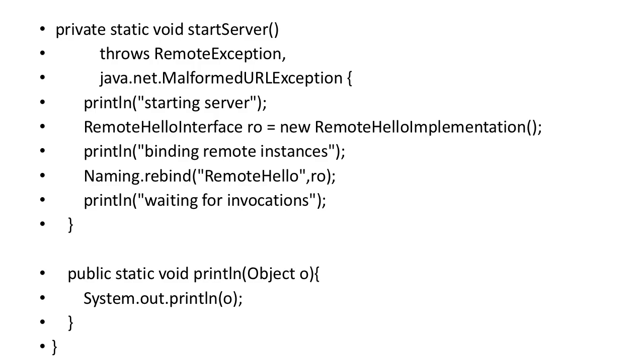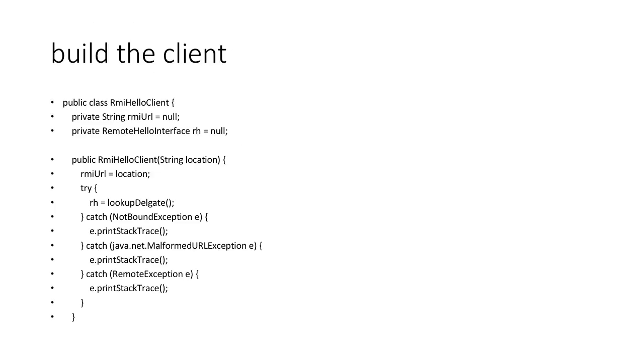So you'll need to know the name of the remote hello implementation instance. You'll need to know the location of the registry, and if it's on the remote machine, you'll need to know the IP address of the remote machine or the name of the remote machine to gain access to that registry. Now comes the client.